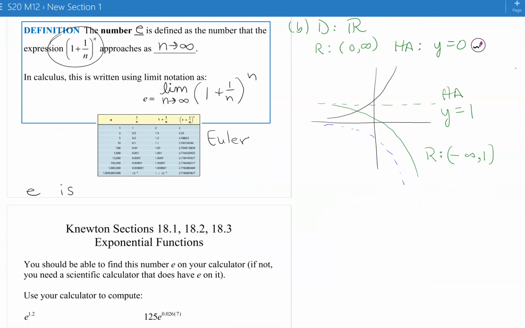e is an irrational number. So it doesn't have an exact decimal representation, but you can see by this chart as n's getting larger and larger that you're getting closer and closer to some particular number. But there's no end to the number of decimal places you can get as n gets larger and larger. So there is no exact decimal for e, just like there's not for the square root of 2 or pi or any other irrational number.